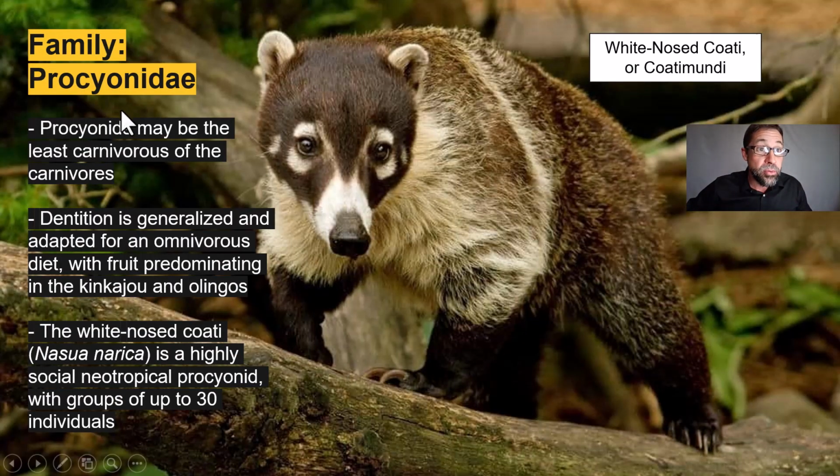Another member of the Procyonidae, the raccoon family, is the white-nosed coati, or the Nasua narica. So this species is highly social. It lives in large groups in places like the Chiricahua Mountains in Arizona. So the raccoon family, they're probably the least carnivorous of the carnivores, and as such, their dentition is really generalized and adapted for an omnivorous diet. This family does include the kinkajou, which I talked about on the opening slide. So this is the species with the prehensile tail that predominantly eats fruit.